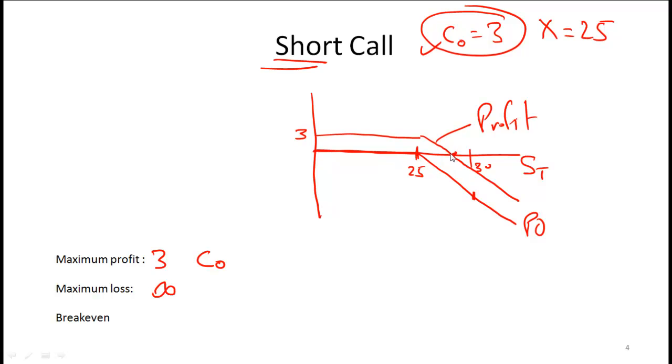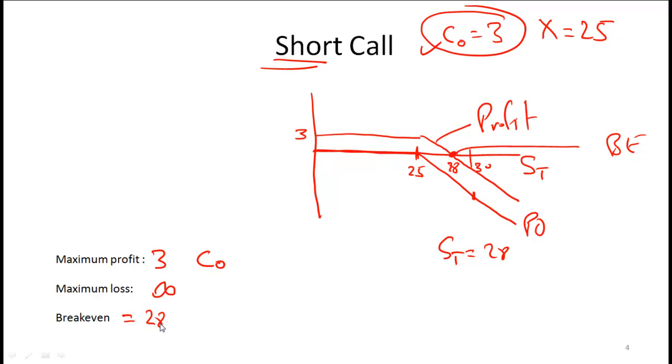What's the break-even point? That's the break-even point. And notice that in our example, the break-even point is 28. Why? Because when the stock price is equal to 28, the payoff for the short call is -3, but $3 is how much you got when you sold the option. So that 28 is our break-even point. So break-even in our example is 28.